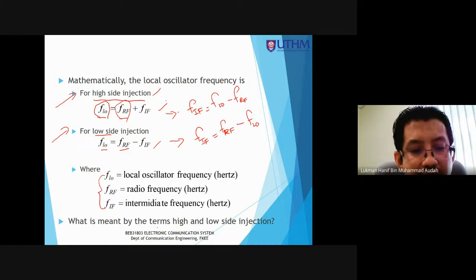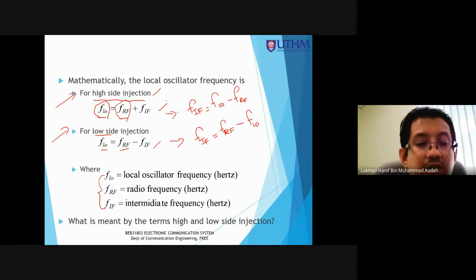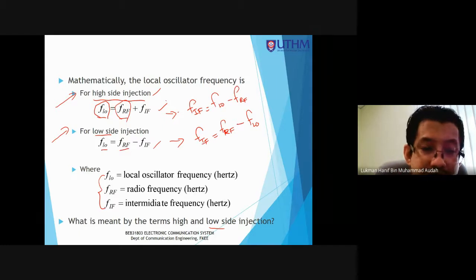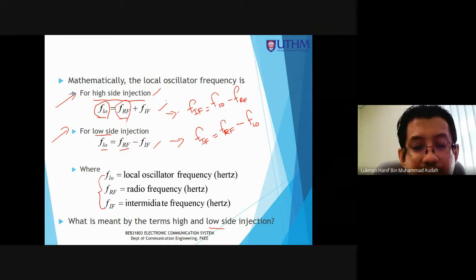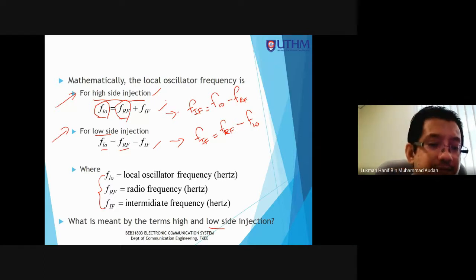Okay. And what is meant by the term high side and low side injection? Ini pernah ditanya juga dalam exam. Soalan mudah. So high side injection is when the local oscillator frequency is larger than the RF frequency. Low side injection is defined as when the local oscillator frequency has lower frequency than the radio frequency RF. Itu aja. Kalau high side injection, maknanya FLO lebih besar daripada FRF. Kalau low side injection, FLO lebih kecil daripada FRF.